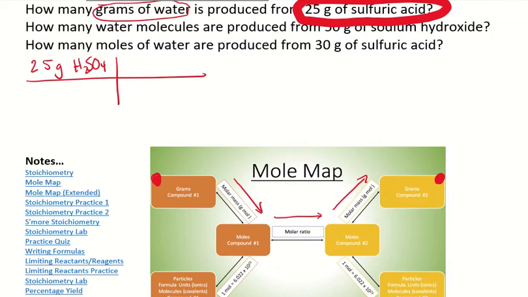So back up here. 2 hydrogen plus 1 sulfur plus 4 oxygen. What's your molar mass? 98.08. Yeah, sorry, 98.08 grams per mole.